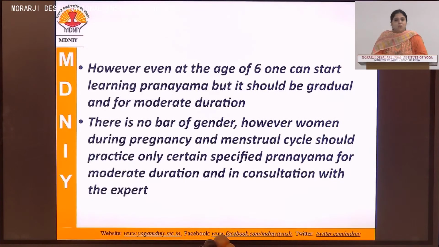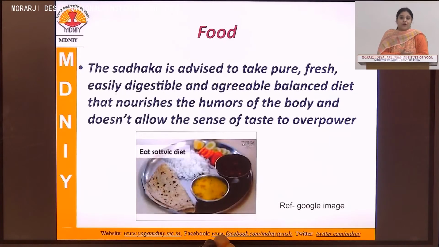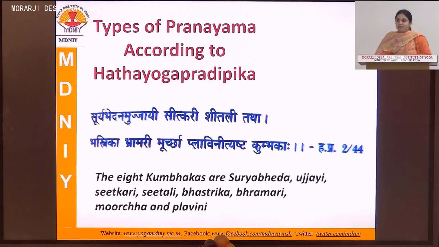Now there is no bar of gender, both males and females can do it, but women during pregnancy and menstruation should be very careful, and they can do only specific pranayam, not all of them. Now the food, this is also very important. Mitahar, your diet should be moderate and balanced as per the yogic diet. We will talk about this later in our theory lecture on mitahar, the yogic diet, what the diet of a yogi should be to get the maximum benefit from pranayam.